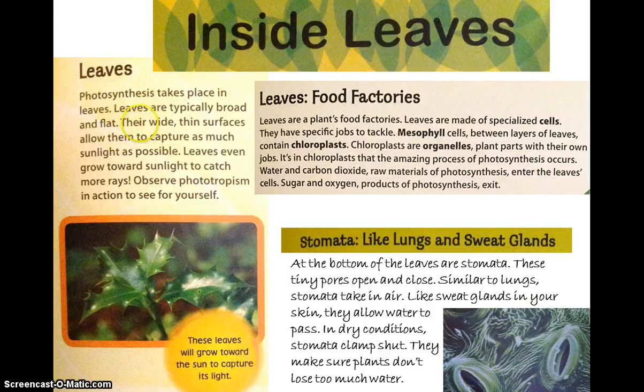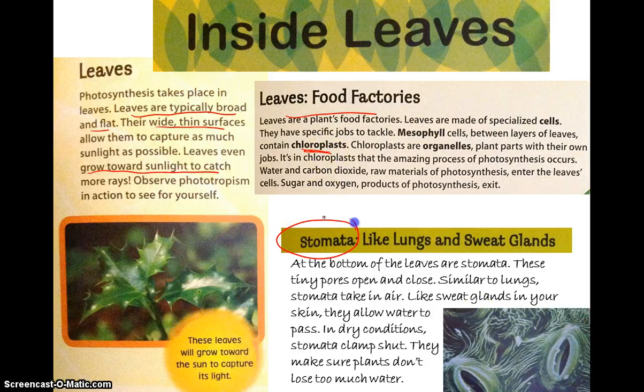Photosynthesis takes place in leaves. Here are some things about leaves that help them do what they need to do. They're typically broad and flat, which helps them soak in as much sun as possible, as well as the wide, thin surface. They can also grow towards sunlight to capture as much light as possible. They're little food factories because they have all these cells, and those cells have chloroplasts, which again we do not have. That's why we can't do photosynthesis.